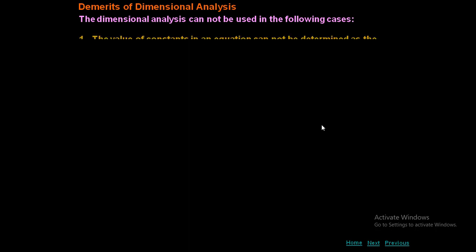Demerits of dimensional analysis. So far we have learnt about the merits and the applications of dimension and dimensional analysis. But there are certain demerits. Let's look into it. The dimensional analysis cannot be used in the following cases. Number one, the value of constants in an equation cannot be determined as the constants do not have dimensions. So in the previous application, we have seen that k is taken as 2 pi, which is not determined by using dimensional analysis, but we are going to determine by using other methods. So this is the first demerit.